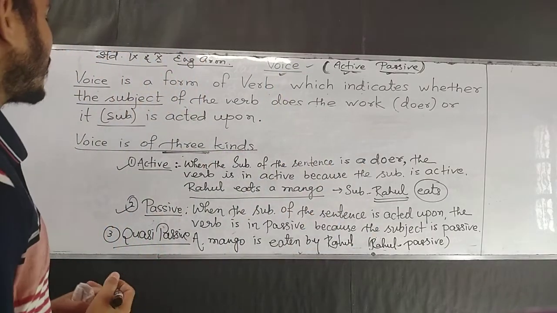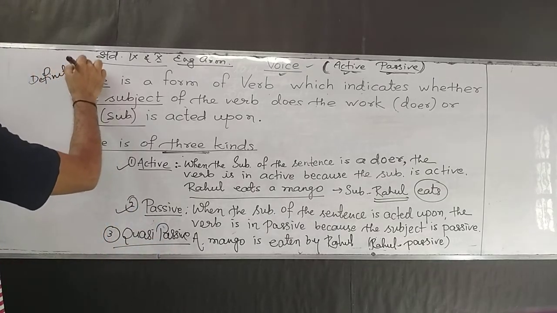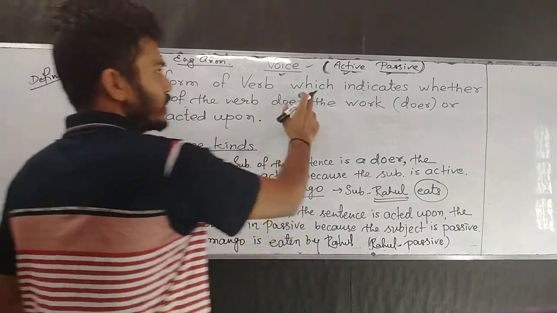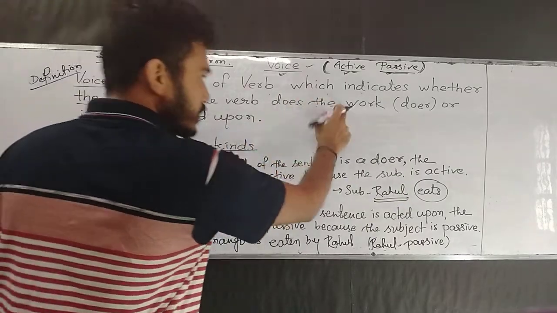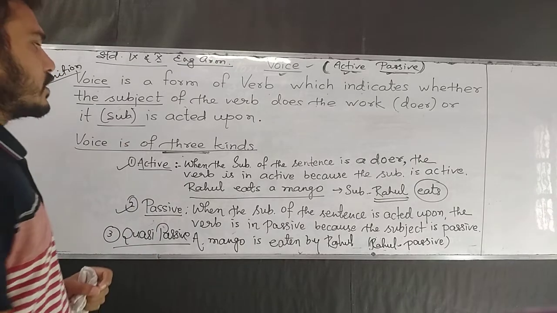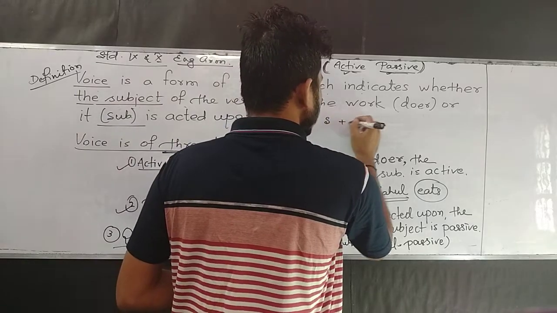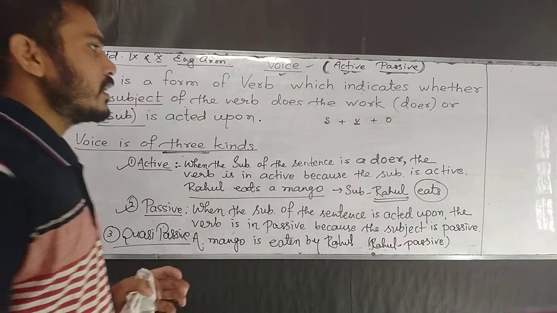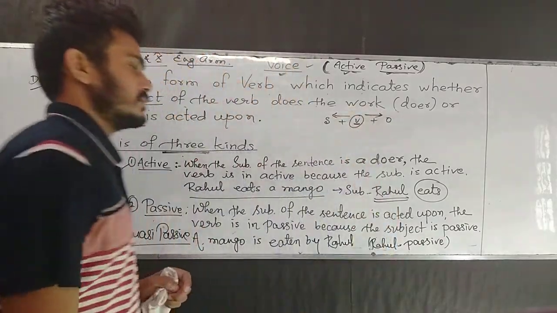So look at the definition first. What is the definition of voice? Voice is a form of a verb which indicates whether the subject of the verb does the work or is acted upon. Whenever we write a sentence, the structure is subject, verb and object. The verb is very important, right? As the verb connects the subject and object as well.